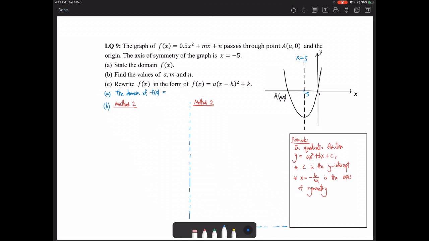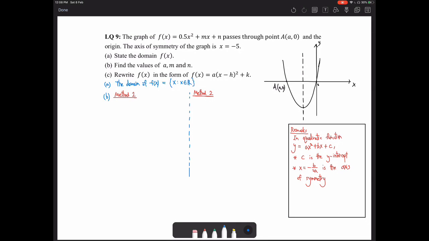That means the domain of f of x is the set of all real numbers. Okay, part B. Find the values of a, m, and n. So for part B, we have different methods. Here I present two common methods that we may use.